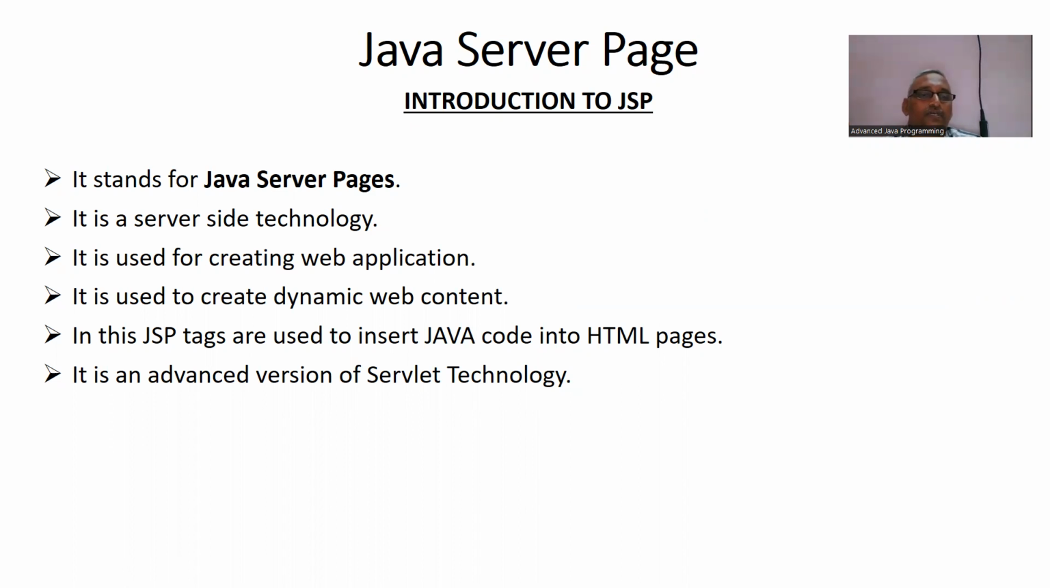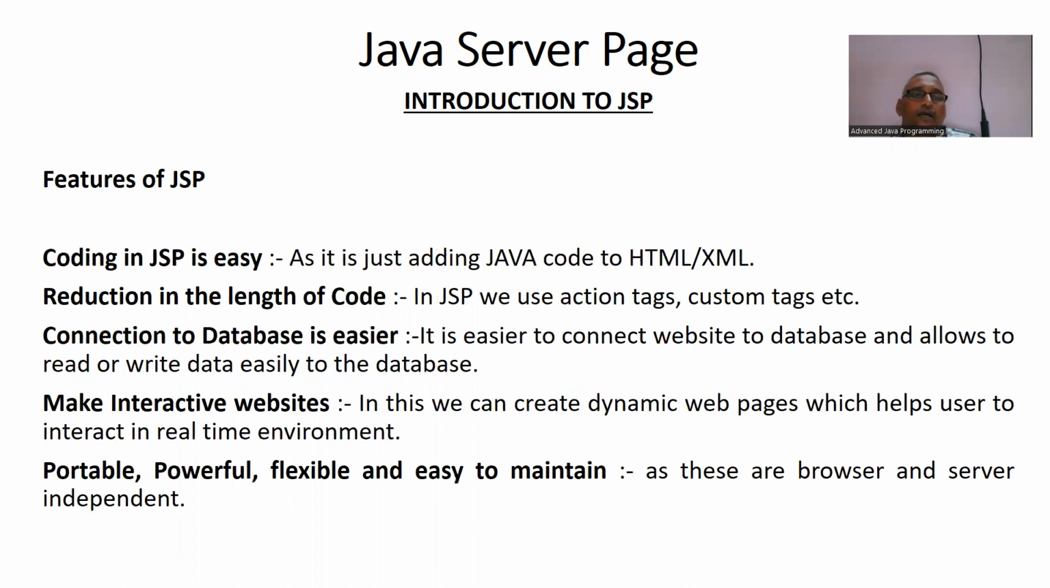Next one, features of JSP. Coding in JSP is easy, as it is just adding Java code to HTML or XML, with a reduction in the length of the code. In JSP we use action tags, custom tags, etc. Connection to database is easier. It is easier to connect the website to a database and allows reading or writing data easily to the database.